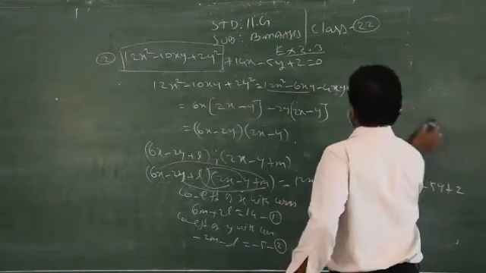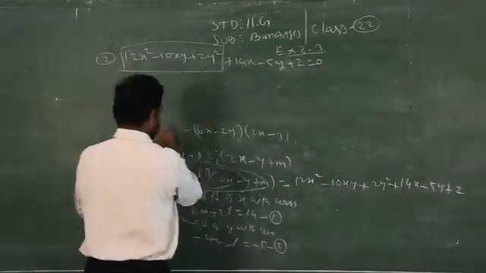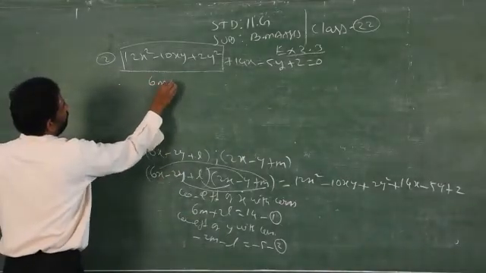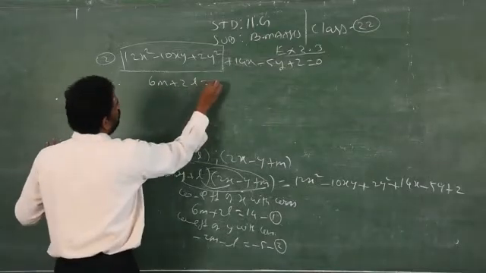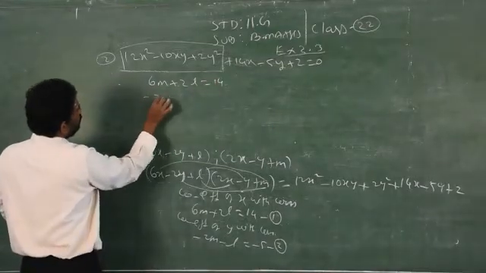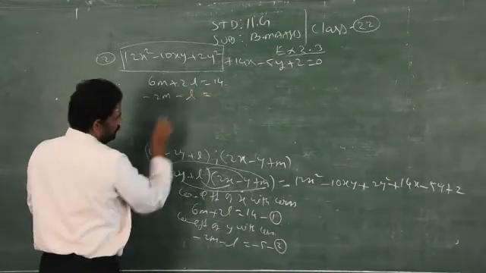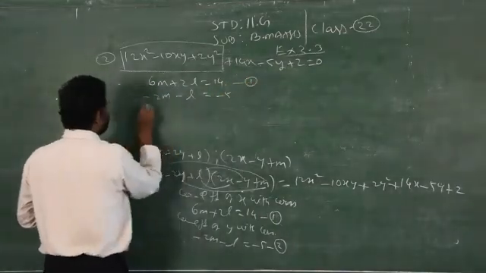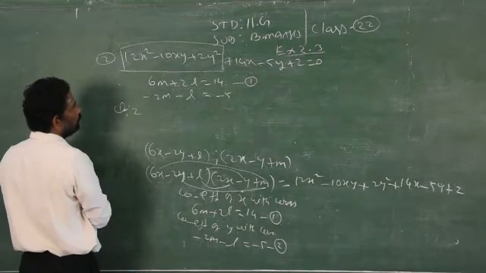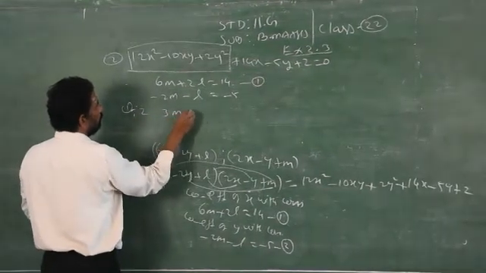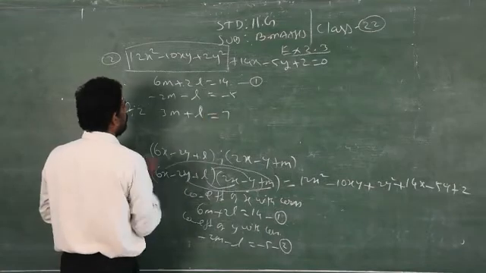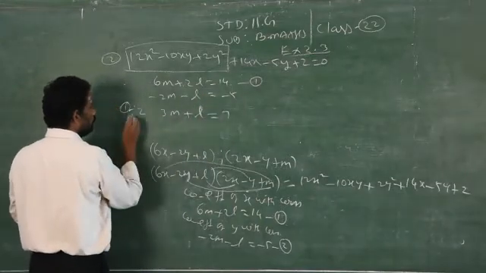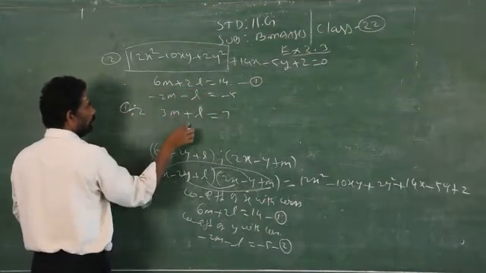So just I write it over here itself: 6m plus 2l is equal to 14, and the next one, minus 2m minus l is equal to minus 5. So if I divide the first equation by 2 table, I will get 3m plus l is equal to 7. Am I correct? If I divide equation number 1, all terms reduce by 2 table. So I am dividing each term by 2 table, and I got this answer.